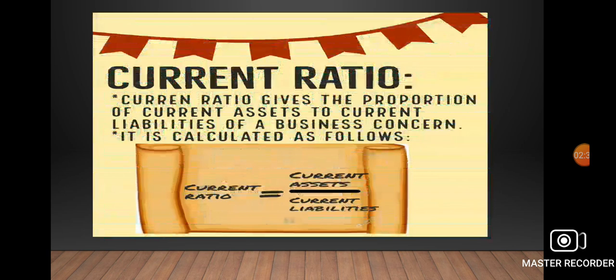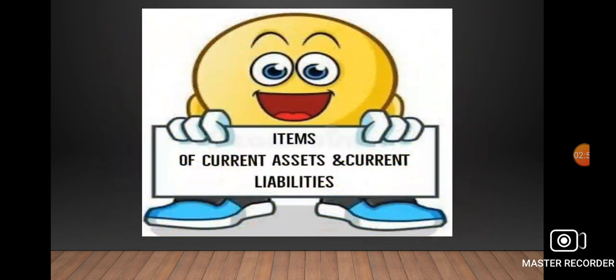What do we mean by current ratio? Current ratio gives the proportion of current assets to current liabilities of a business concern. It is known as current ratio. The following ratios are calculated. What is the formula of current ratio? Current assets divided by current liabilities. So now the items of current assets and current liabilities.